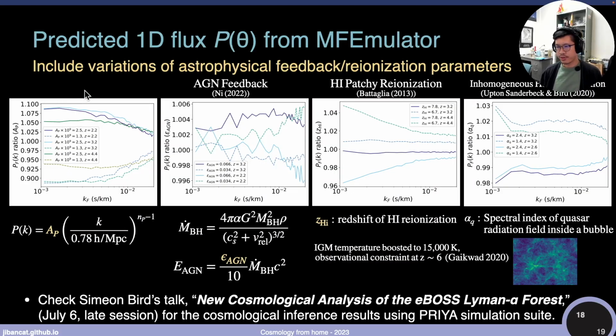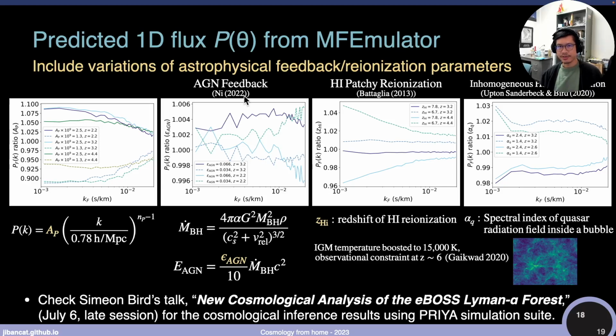Here we show the 1D flux power spectrum predicted by the emulator trained on PRIYA. The variations of the 1D flux include the astrophysical feedback and also reionization. On the left-hand side, we show just one cosmological parameter variation, A_P, which is the amplitude of the initial power spectrum at a certain scale.